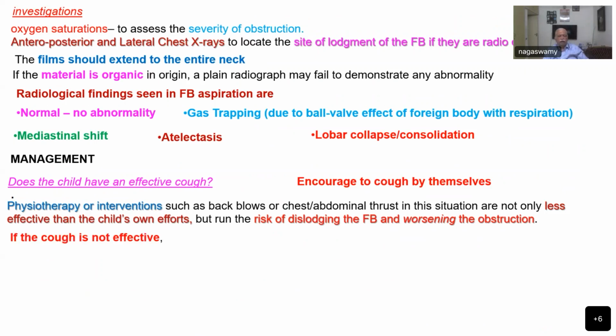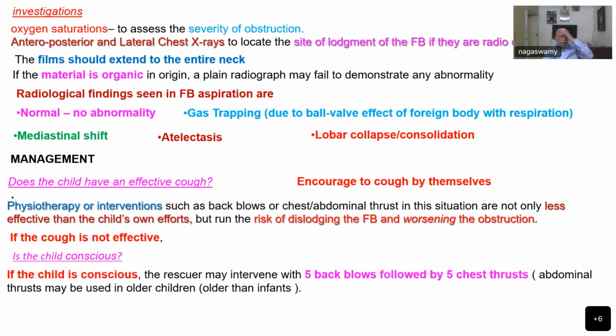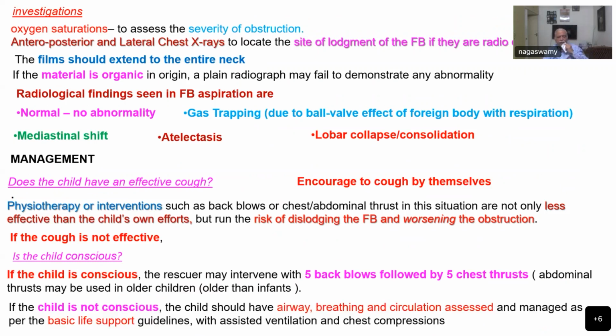But if the cough is very weak, sluggish, and not very effective, find out the conscious state. If the child is conscious, then you can do what are called back blows and chest thrusts and all those things, only when the cough is ineffective and the child is conscious. But if the child is not conscious, then the airway, breathing, circulation approach should be done. The ABC approach and basic life support guidelines should be followed. So this is how you classify the management of a child with an obstructed foreign body airway.